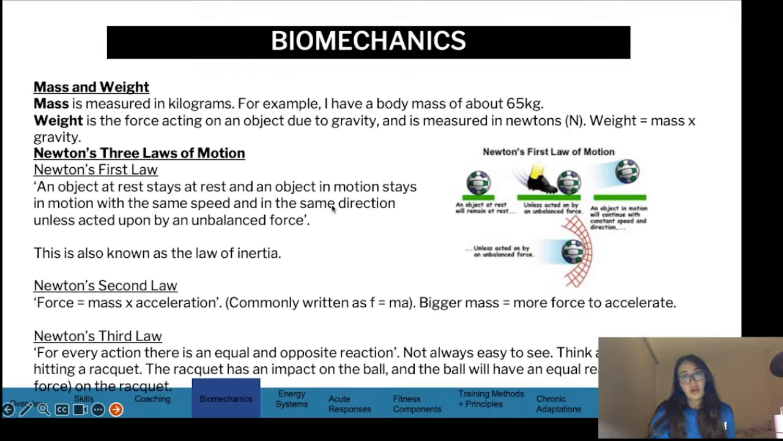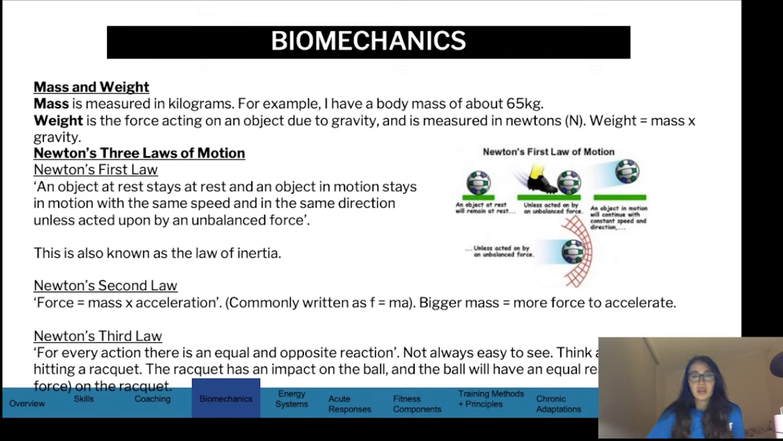This is also known as the law of inertia, but be aware that you can't just write the law of inertia on your exam. You have to actually write an object at rest or in motion remains at rest or in motion unless acted upon by an external unbalanced force, or whatever your preferred definition is. Maybe something that your teachers told you. Make sure that you do write out the whole thing, not just the law of inertia.